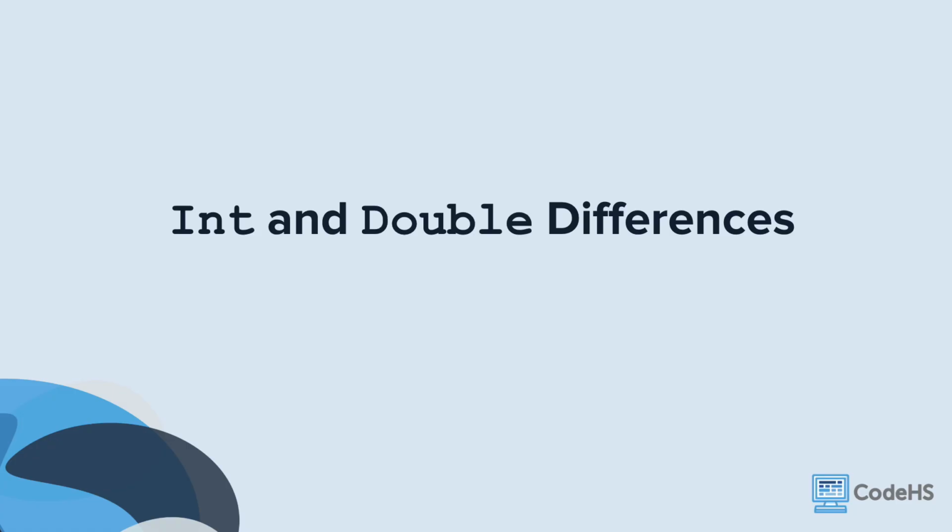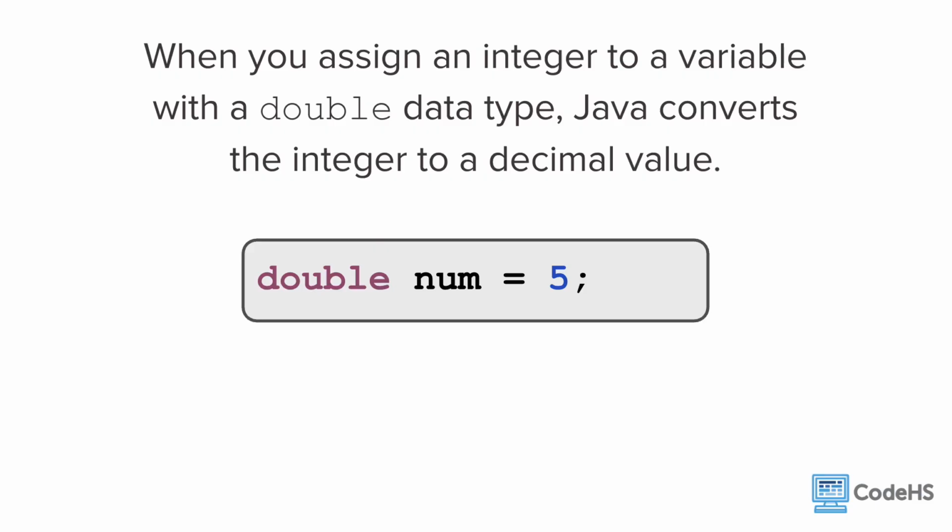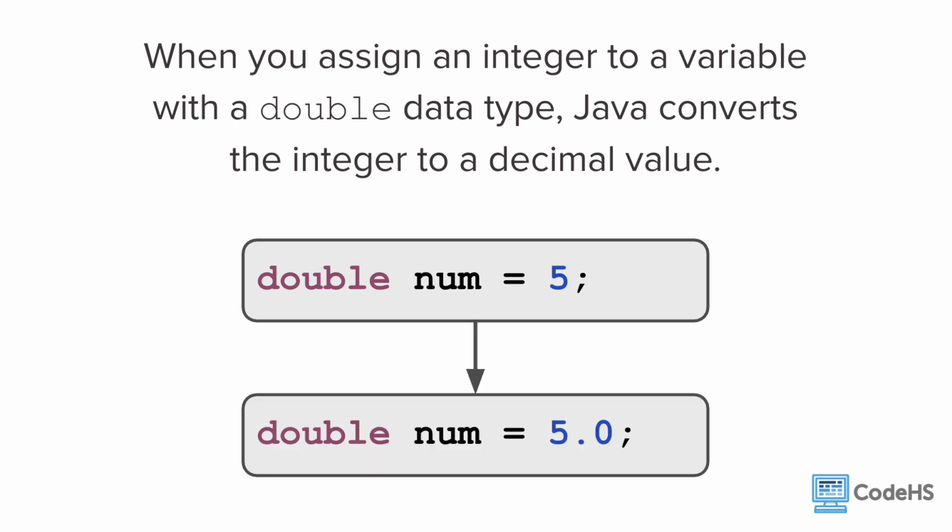When it comes to arithmetic operations, there are some important differences in how ints and doubles behave. But first, one quick note. When you assign an integer to a variable with a double data type, Java converts the integer to a decimal. You'll learn more about why this happens later on. So in this example, if you assign the value of 5 to the double variable num, Java will automatically convert the integer 5 to a decimal by adding a 0.0 to the end. Alright, with this additional knowledge, let's dive into how ints and doubles behave when it comes to arithmetic expressions.